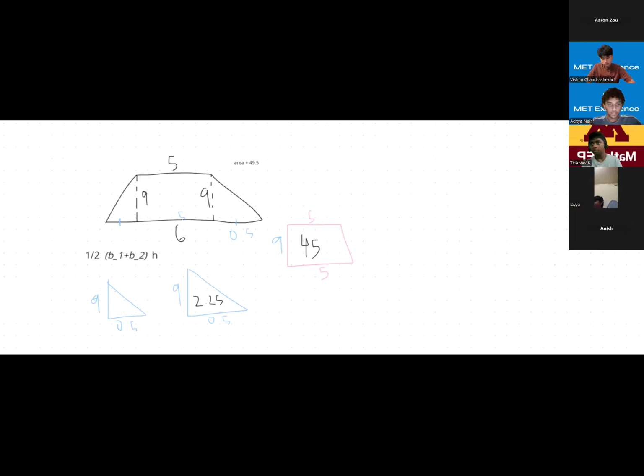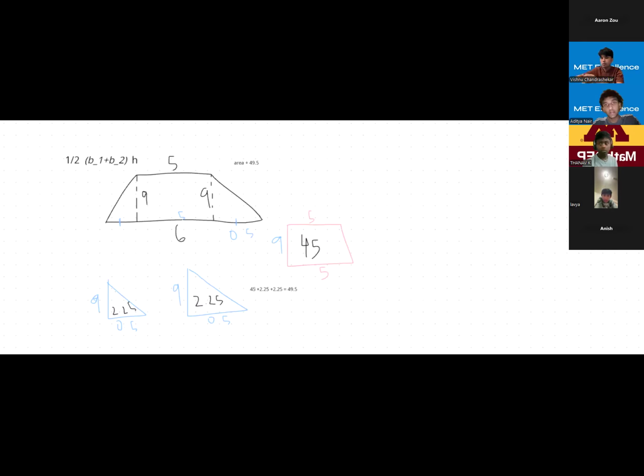And it's because this is the same one. This is also going to be 2.25. And we can just add all of these up, and we would get 45 plus 2.25 plus 2.25 is equal to 49.5. So that's just a neat trick in case you forget this formula. You can always just divide it up into two triangles and 1 rectangle, just like it is.